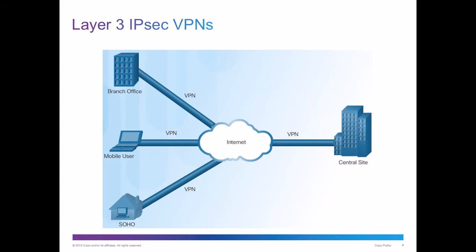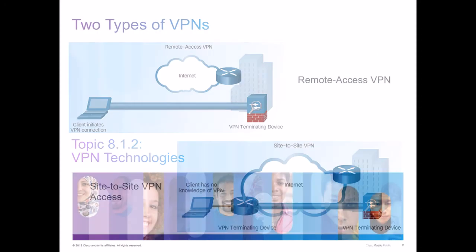All right. By the way, there are layer 2 and layer 3 VPNs. You can set up VPNs in both ways. At layer 2, for example, there is MPLS, the multiprotocol label switching protocol, which is a type of VPN, but we're going to be discussing specifically layer 3 IP security VPNs. So we'll take that step by step.